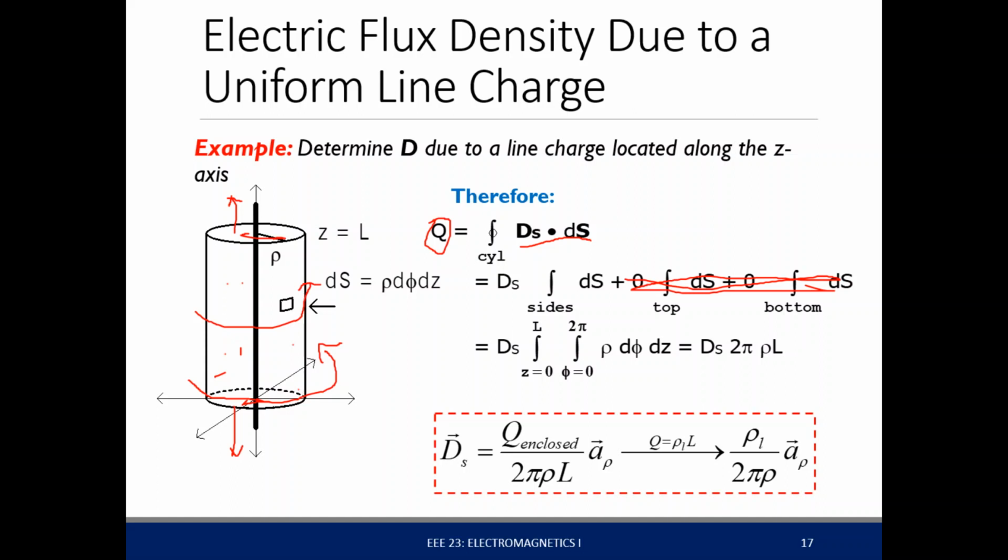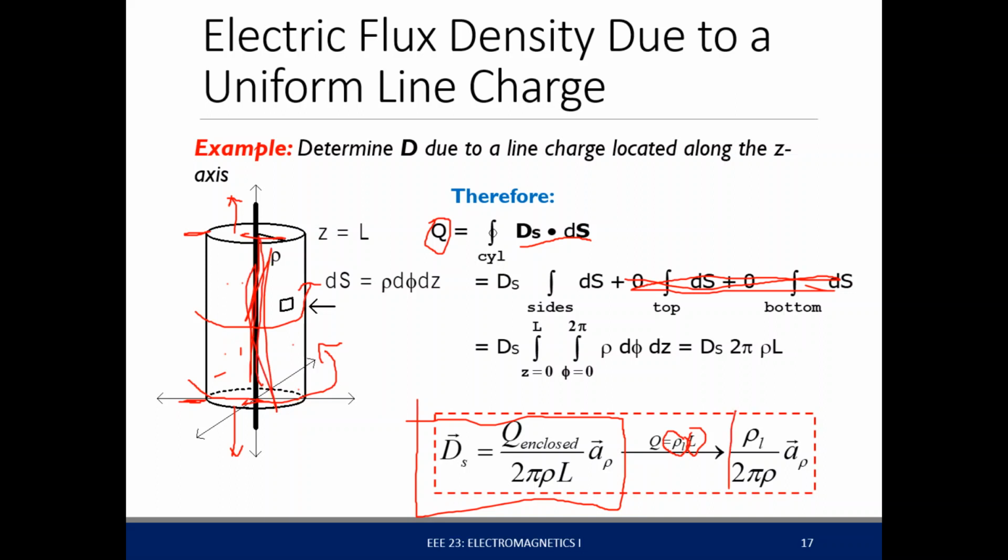And since your z is bounded from the origin to L, your z is bounded from 0 to L. And you evaluate this integral, and you get 2 pi rho L times D_s. And solving for D_s, we get D_s equal to this equation right here. With your Q enclosed, the enclosed charge of your surface, that is equal to the line charge density times the length L. So that's the total charge enclosed by the surface right here.